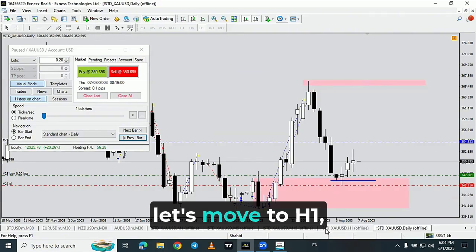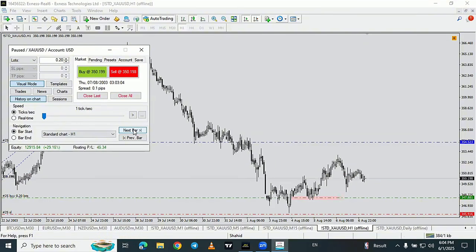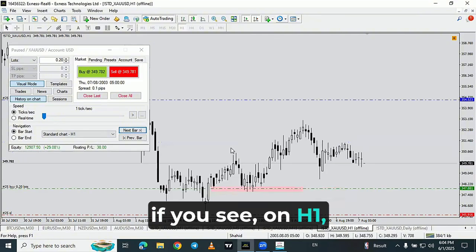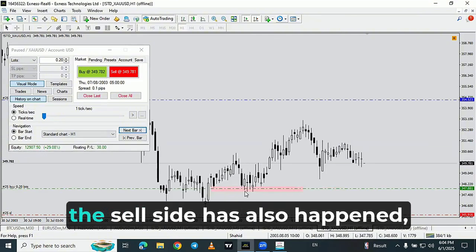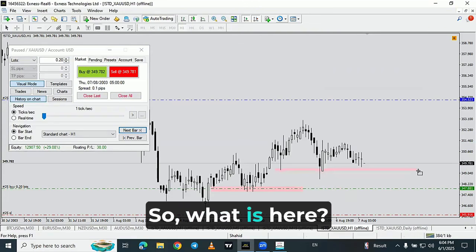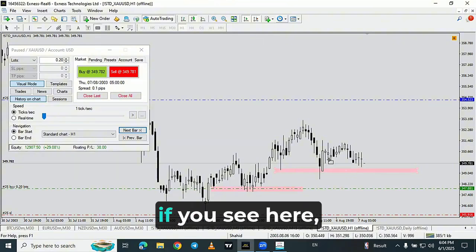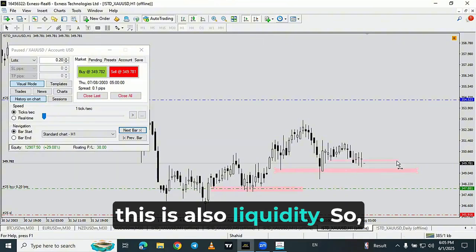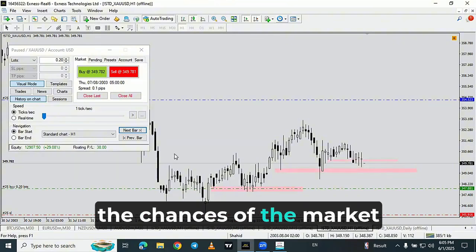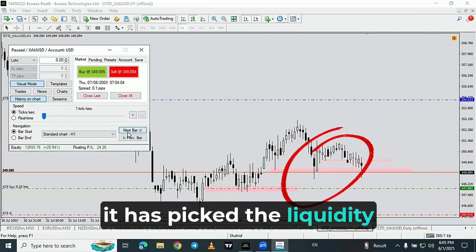So now let's move to H1, put it on and start with H1. Okay, on H1, you read the structure here. See, the sell side has also happened, the buy side has also happened. So what is here? Internal range liquidity. This is internal range liquidity. After that, if you see here, this is also liquidity. So from here, the chances of the market being bullish are higher. Okay, see here, it has picked the liquidity and became bullish.